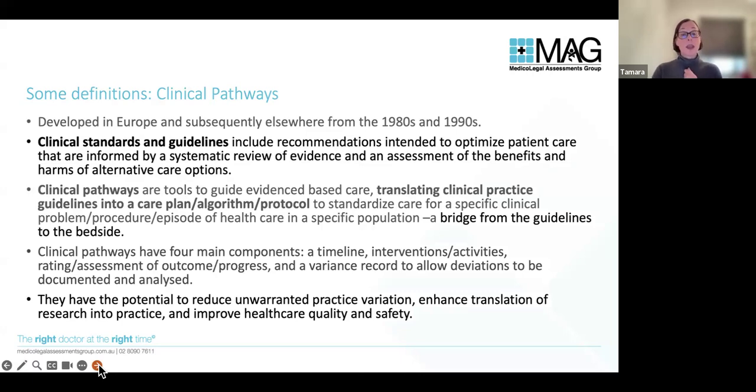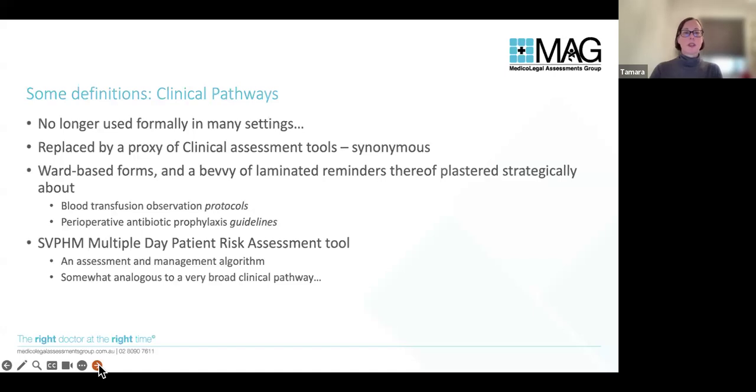And so they are reducing unwanted variation in practice, unwanted outlying practice, and also they've got those audit, quality and safety additions to what the information that we can gather. Funnily enough, though, they're not actually formally used in so many settings now. And if you ask on boards in various different hospitals and settings about the clinical pathways, they say, but actually, if you do look, they seem to have been replaced by a proxy of tools which are fairly synonymous.